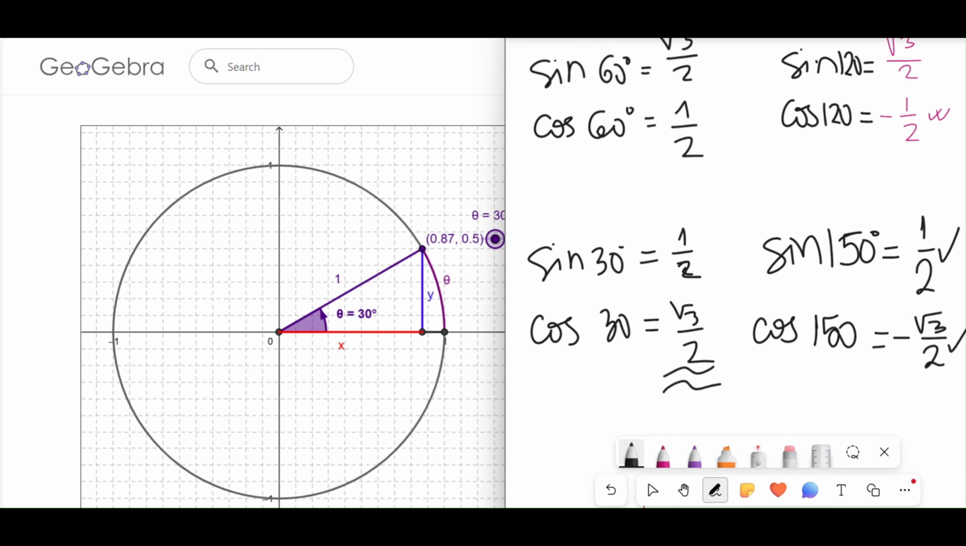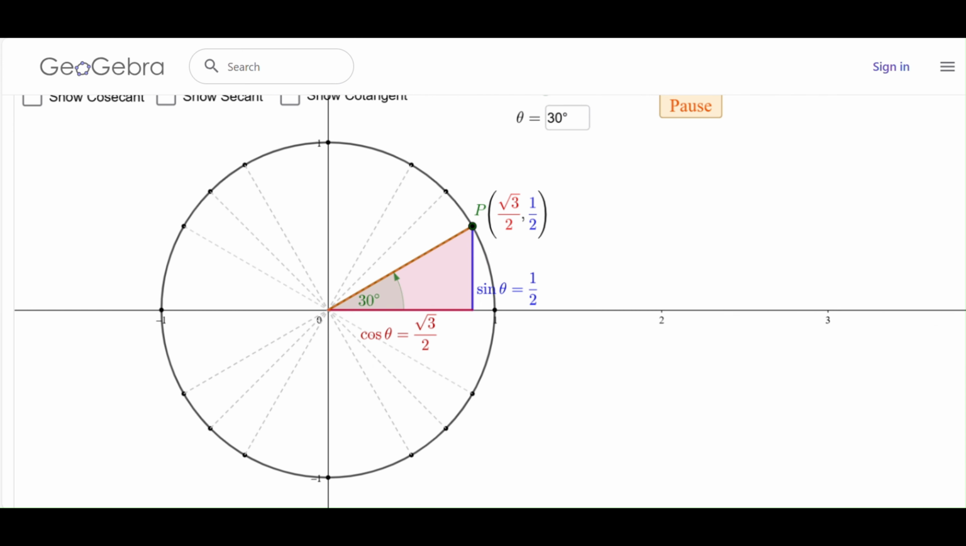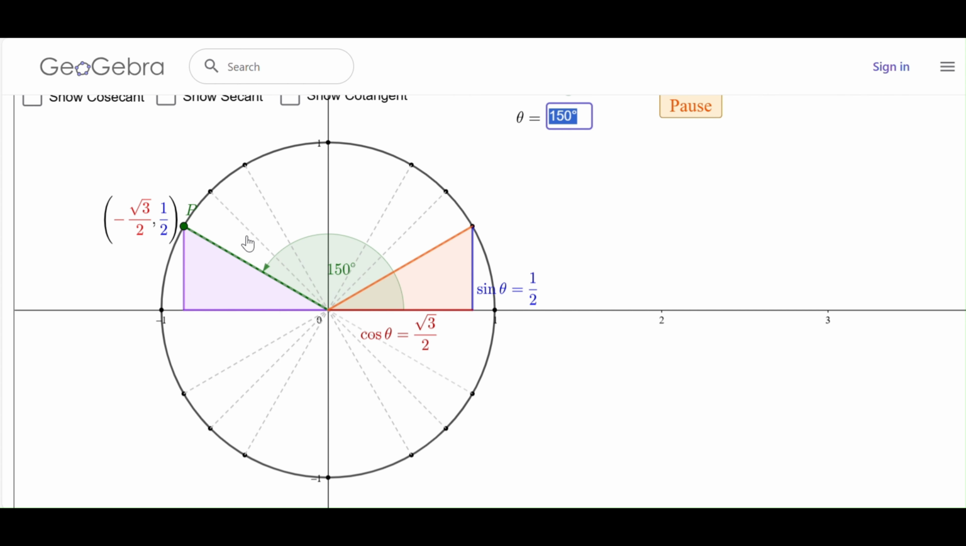Okay, so now we know 30, 60, 90, 120, 150, and we know 180. Let us show it here. If it's easier, we can show it on the unit circle that we see here. So 30 degrees, remember first value is cosine, radical 3 over 2, the other value is 1 half. Okay, if we go to 150 degrees, then we basically have the same thing where our cosine is negative. So negative radical 3 over 2 and positive 1 half.